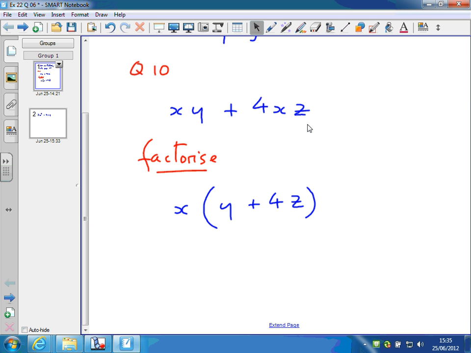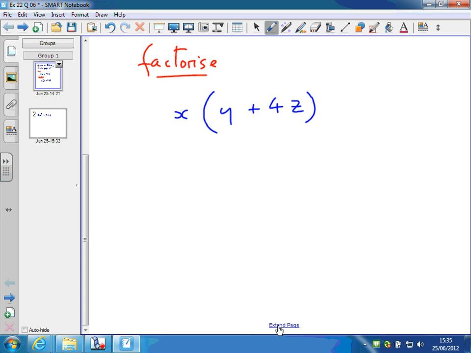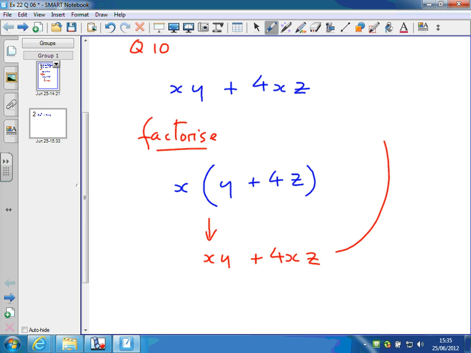How do I know I've done that right? If I multiply back out this bracket, I get x times y is xy, x times 4z is 4xz, and I get back to the original question.